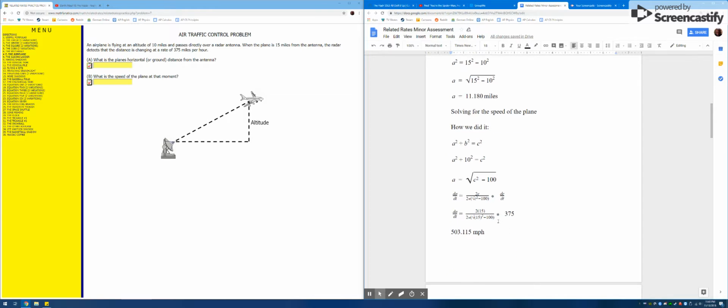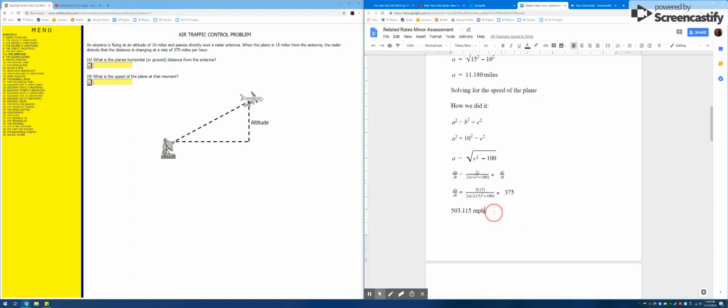And after plugging it into your calculator, you multiply this value by dc over dt, which is given to us as the rate of change of the speed, 375 miles per hour. And your final speed is 503 miles per hour.